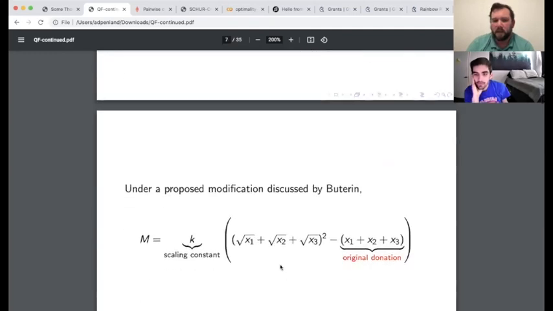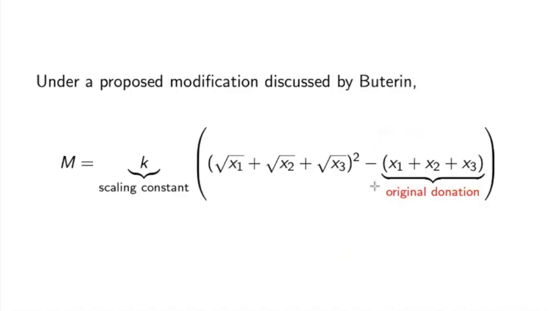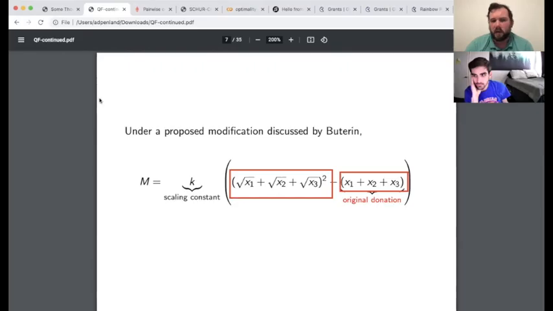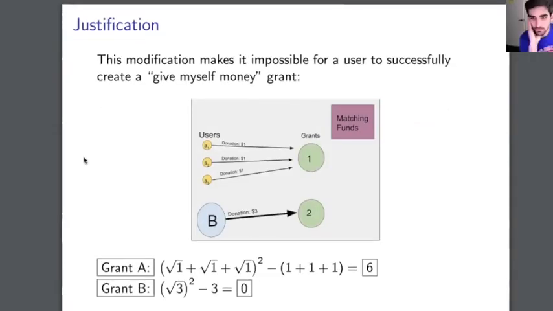And so you do that by taking your original formulation here, where we took the square roots, added up and squared, and you just subtract off the original donations. And then we're going to throw on some scaling constant K just to try to keep the things from becoming huge. But the real fix here is that we're subtracting off the original donations. So this makes it impossible to create a give myself money grant, because now if I'm the only person who cares about this, I won't get anything.